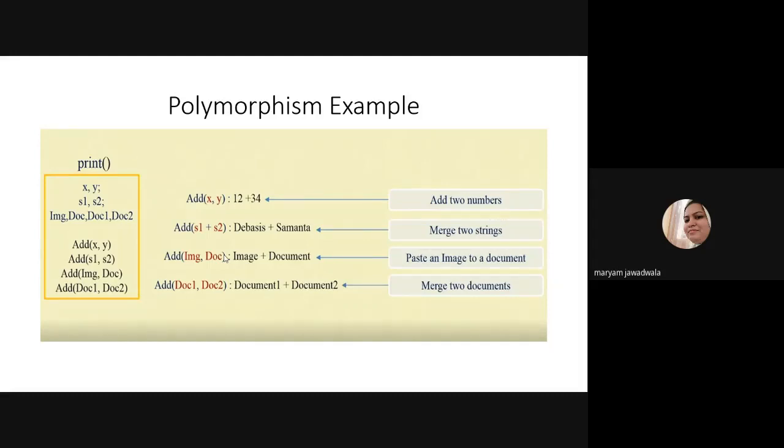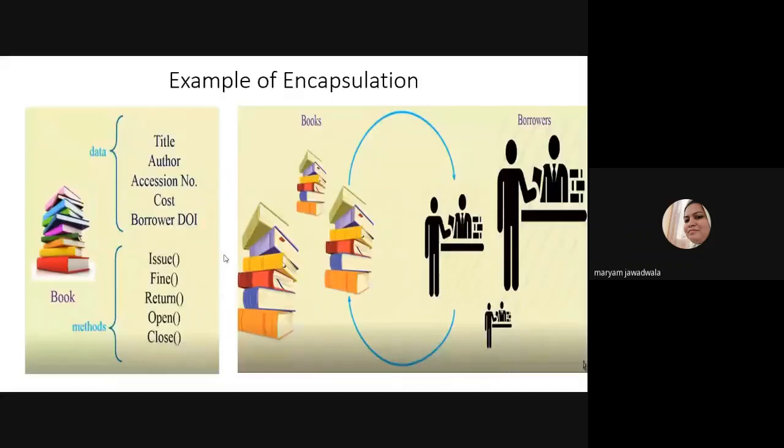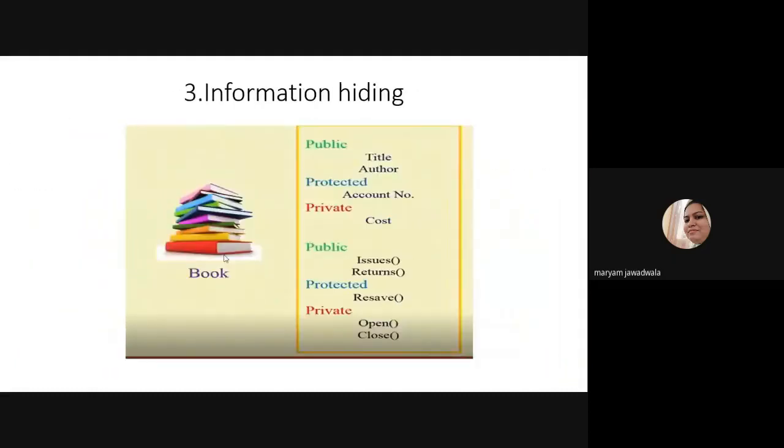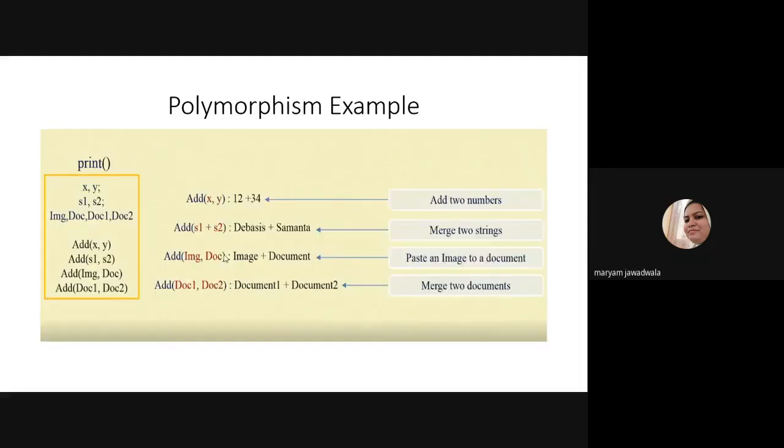Okay, so this is one of the principles of object-oriented programming. Here you studied the four principles of object-oriented language. The first is encapsulation, the second is inheritance, the third is information hiding, and the fourth is polymorphism, right? In the coming lectures we are going to discuss in detail some more things regarding Java programming, right?